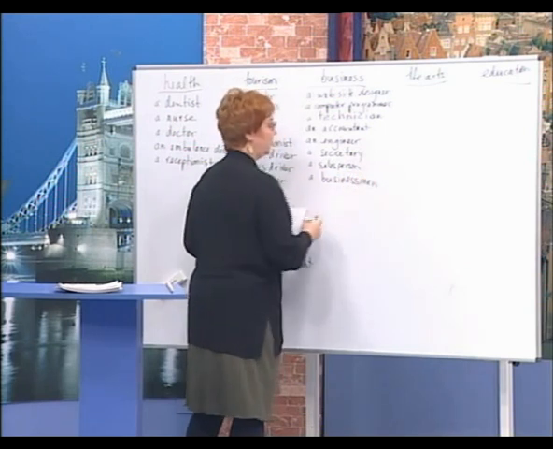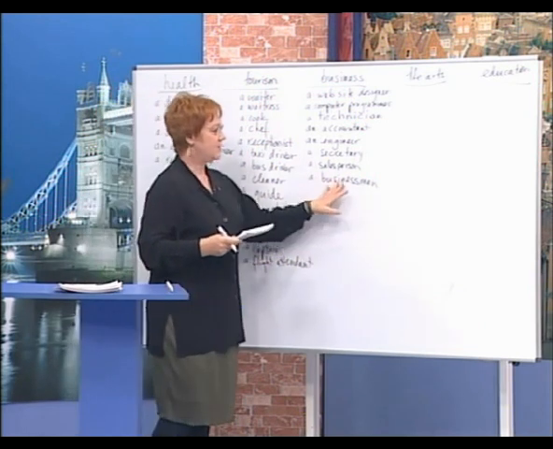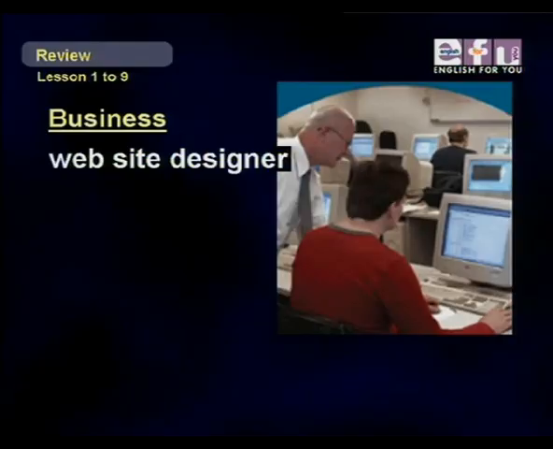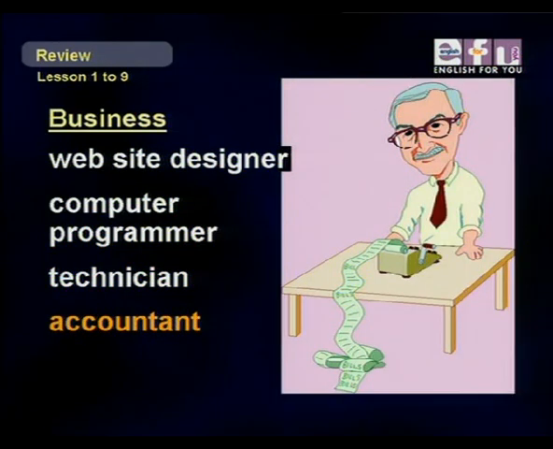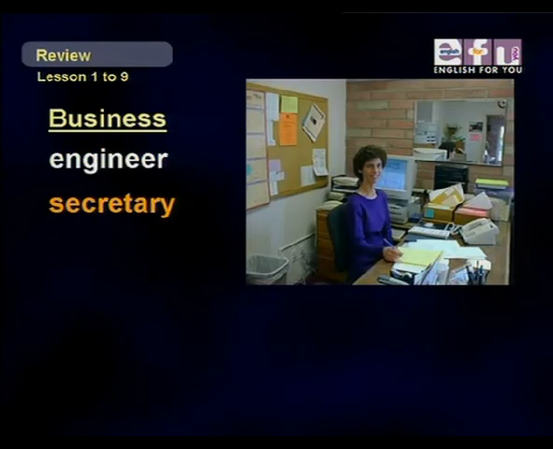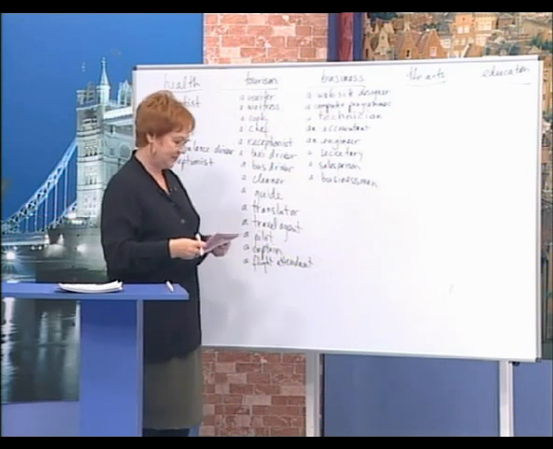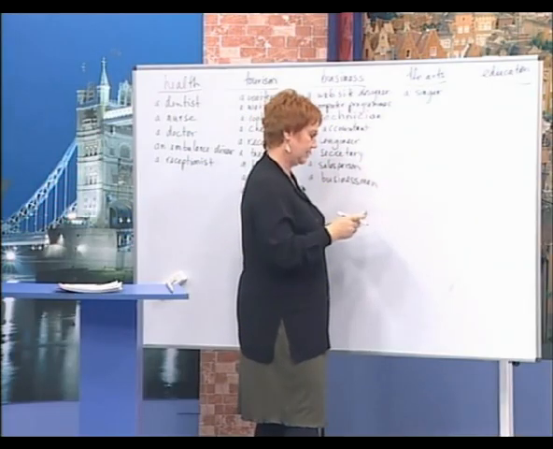Okay. Now, of course, all of these jobs can be women also. A businessman could be a businesswoman. Now, let's look at our list. We have a website designer, a computer programmer, a technician, an accountant, an engineer, a secretary, a salesperson, and a businessman or a businesswoman. Okay, now let's look at the arts. Isabel, give me one. Okay, a singer. He or she works in a bar or a theater. Yes, or on television or in the movies.